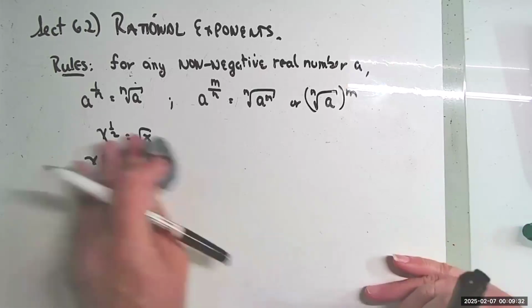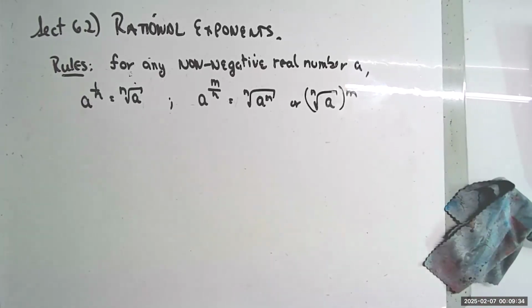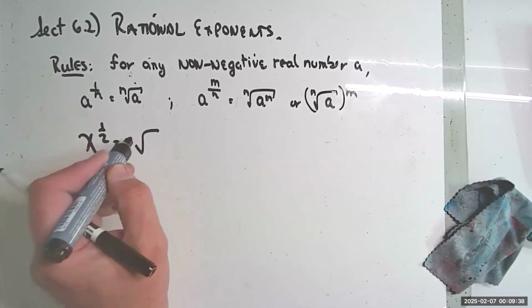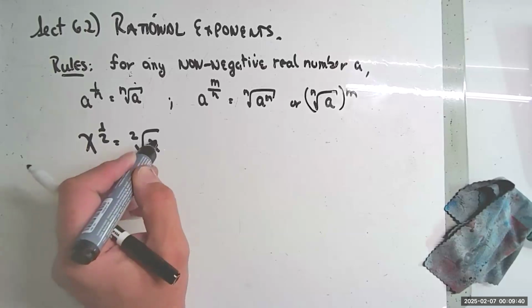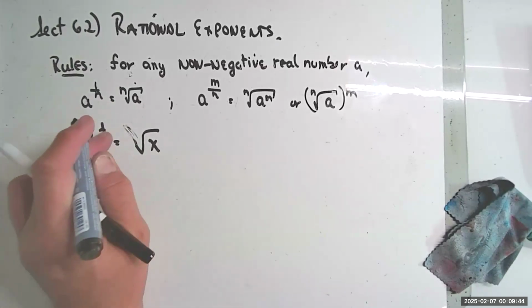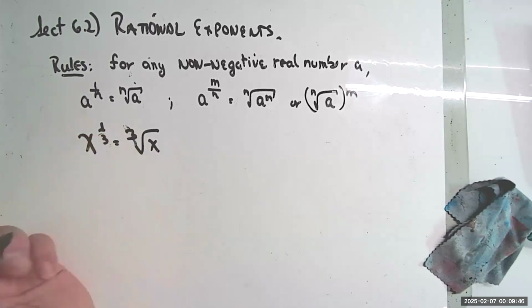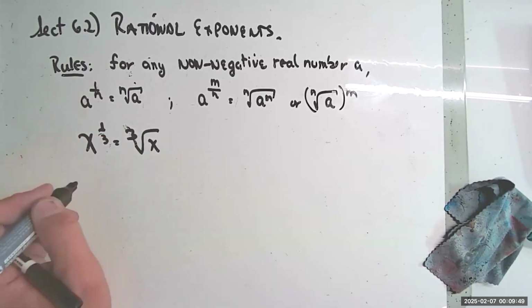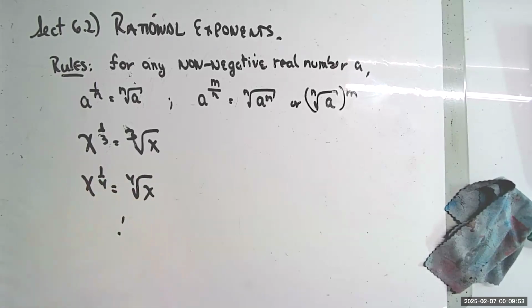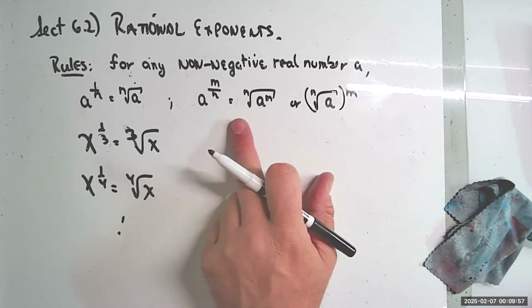So let me write this again. If I have x to the 1/2, that will be the square root of x. Of course, we don't write the 2. If I have x to the 1/3, that will be the cube root of x. X to the 1/4, the fourth root of x, etc. We can also expand the rule.